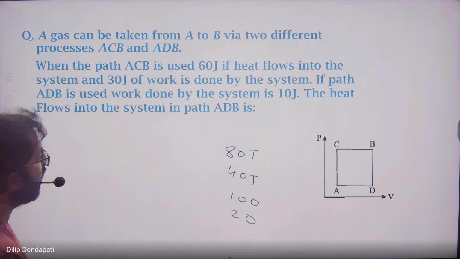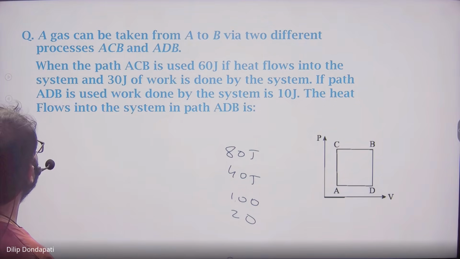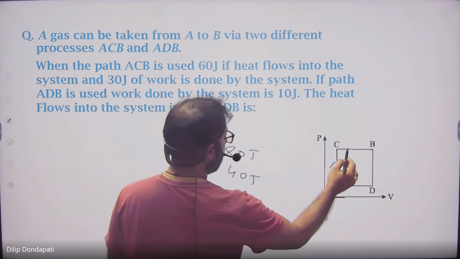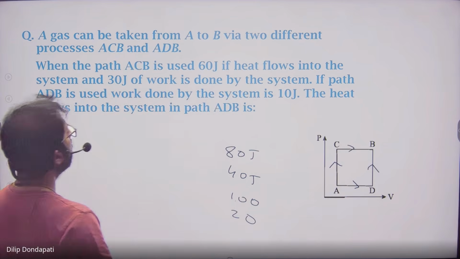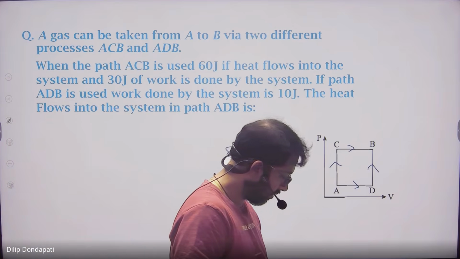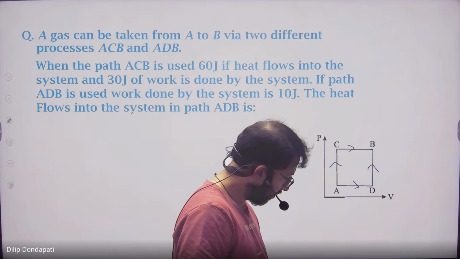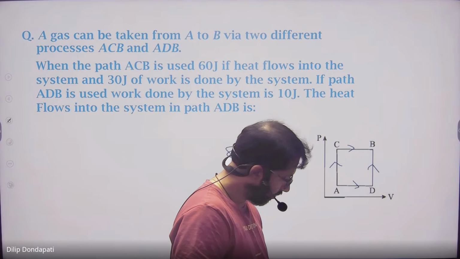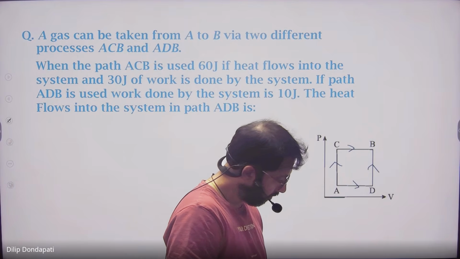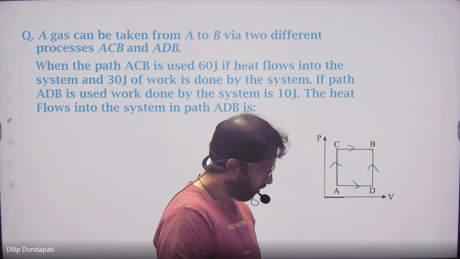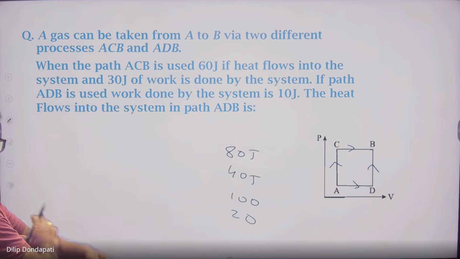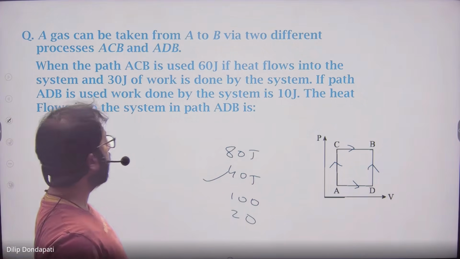The gas is taken from A to B via two different paths, the ACB process and the ADB process. Sir, 40. Yes, 40 is the answer. Same type of question, right? Find delta U and then use that one.